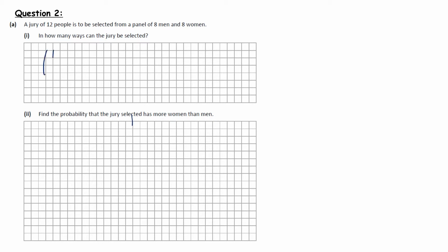So we have 16 choose 12. Now notice these brackets, there's no line, it's not a fraction. This means 16 choose 12, and you should be able to find the choose on your calculator. If you have a Casio calculator, it's just above the divide sign. So putting this into the calculator, you should get 1,820.